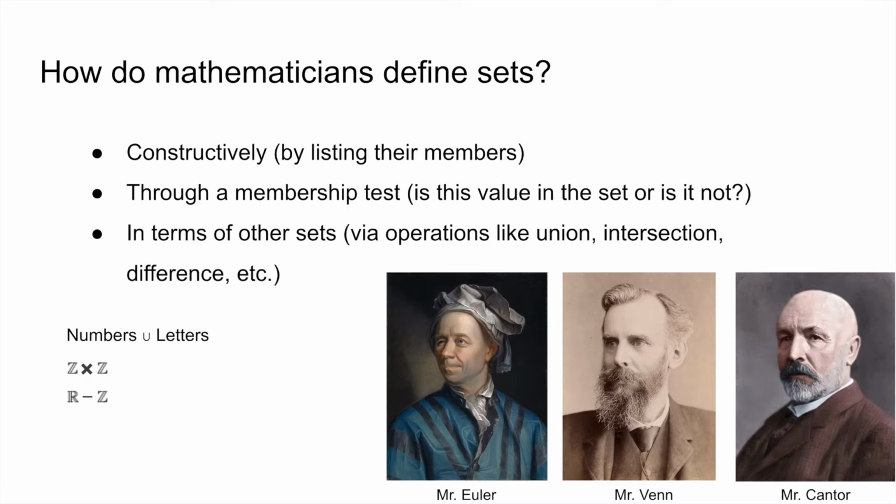And another way you can define a set is in terms of another set. Examples of these would be the union of numbers and letters. That defines a set in terms of two other sets. You can take a product. Z is how mathematicians talk about the set of integers. So Z times Z would be all the pairs of integers. You can also subtract sets from each other. R is the set of real numbers. So you could talk about kind of crazy sets like the real numbers that are not integers, R minus Z.